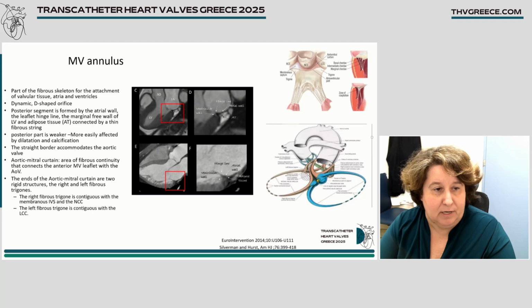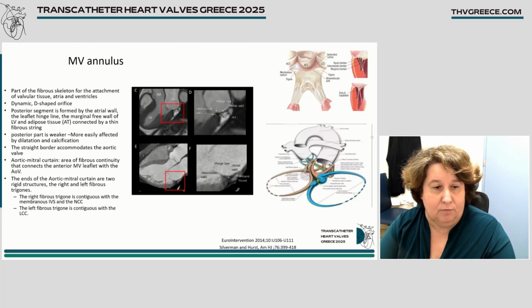Going on to the straight border, the anterior part of the annulus, this accommodates the aortic valve. And here we see the aortic mitral curtain, which is a fibrous area that connects the anterior mitral valve leaflet with the aortic valve.